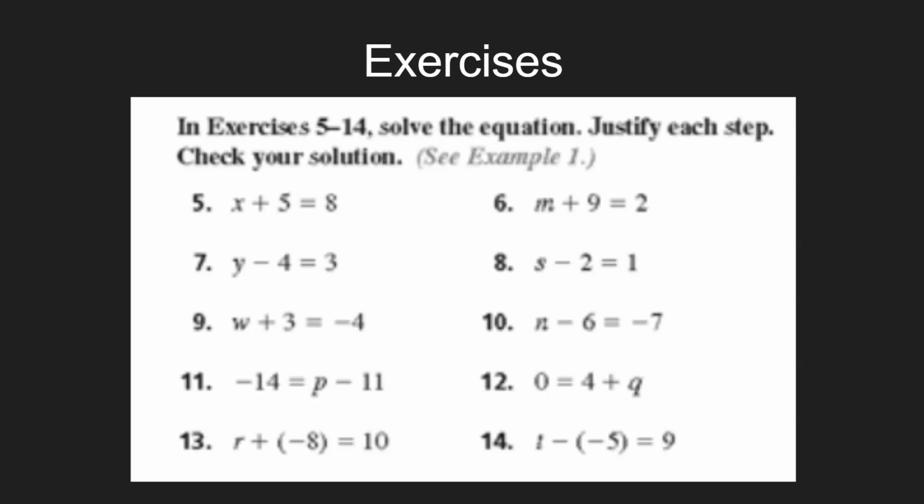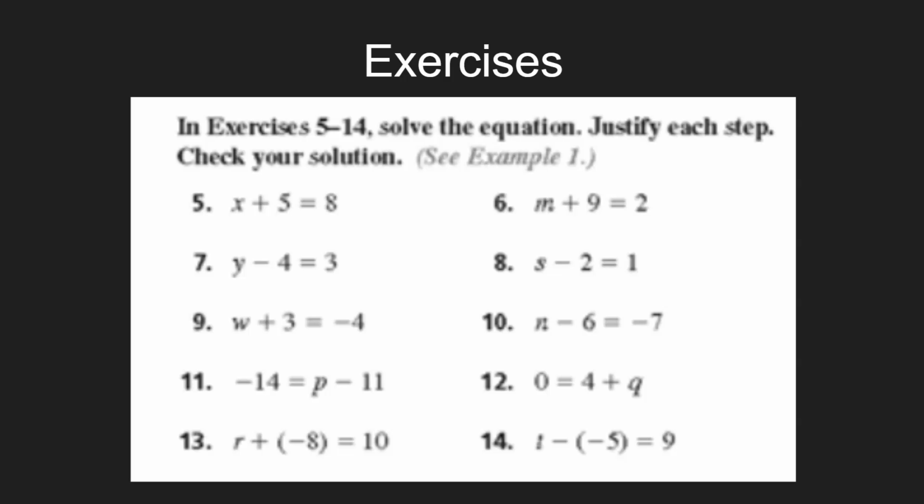Number 11, negative 14 equals p minus 11. So this is the same thing, except the side with the variable is now on the other side, but that doesn't change anything. We just add 11 to both sides, and we get p equals negative 3. Number 12, 0 equals 4 plus q. The 0 doesn't change anything. We just subtract 4 from each side, and we get q equals negative 4.